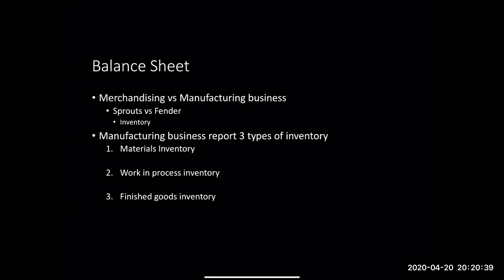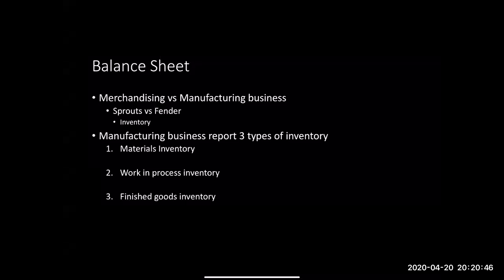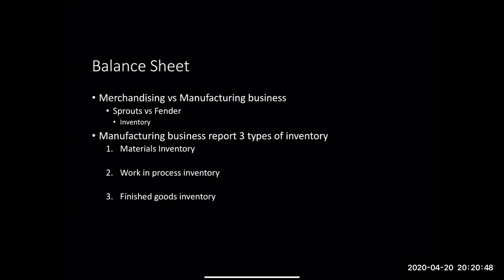Now consider a manufacturing business. A manufacturing business could be Fender as a guitar maker, or Ford, or Tesla. All of those are considered manufacturing businesses. They have to buy raw materials and then convert all of those raw materials into finished goods. So as you can tell, the process of them buying product is a little bit different. There are different categories.